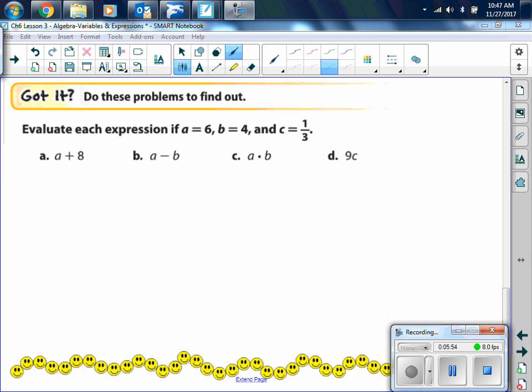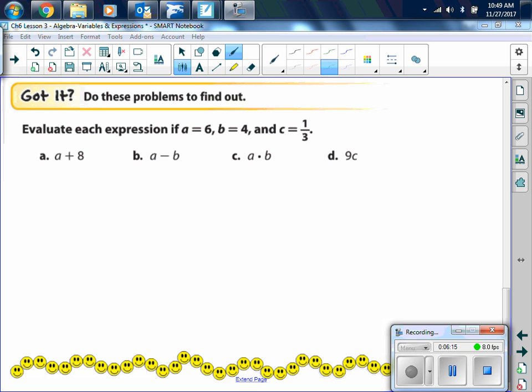So let's do these guided problems. When you do your guided problems, please make sure you write the instruction. Okay, so here we want to evaluate each expression if A is equal to 6, B is equal to 4, and C is equal to 1/3. I will wait while you write that down.